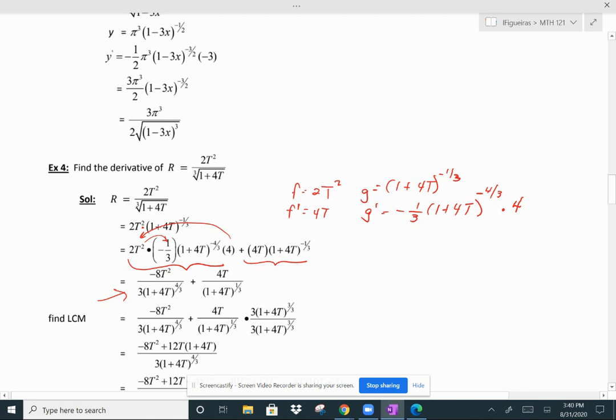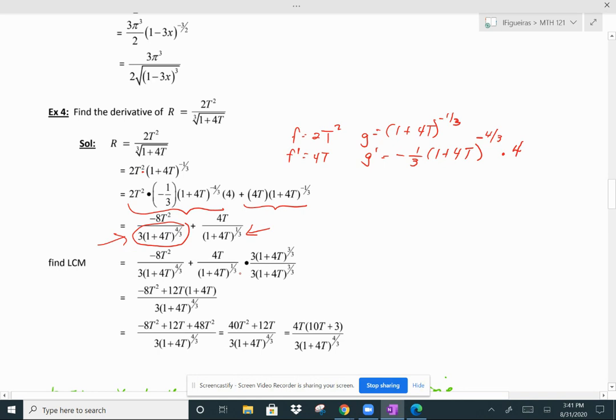Okay, so now that I see those two different denominators, I can see that I need to find an LCM. And the LCM is going to be this one right here: 3 times (1 plus 4t) to the 4/3, which means this one has to get multiplied by (1 plus 4t) to the first power, or to the 3/3 power, so that you can add the exponents.